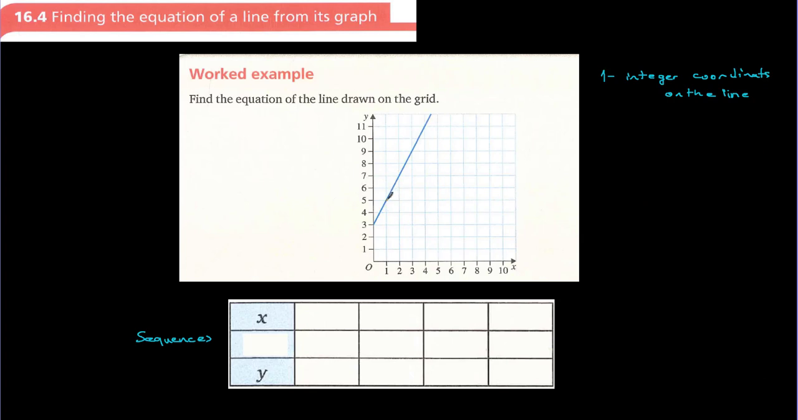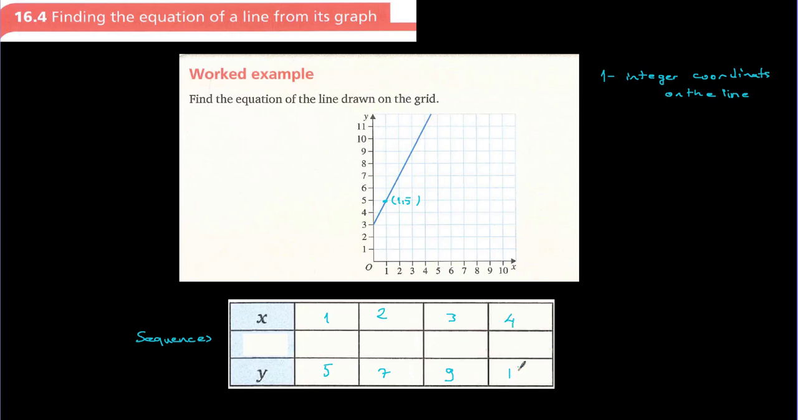When you check this point, it is intersecting with 4, but it is not intersecting with an integer value here. But when you check 5, the x value is 1 and y is equal to 5. So this is one of the integer points. I'm writing here 1, the y value is equal to 5. Then 2 is 7, 3 is 9, and 4 is equal to 11.